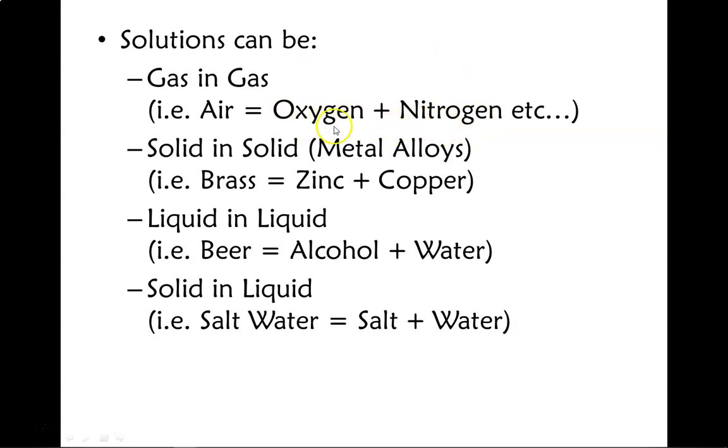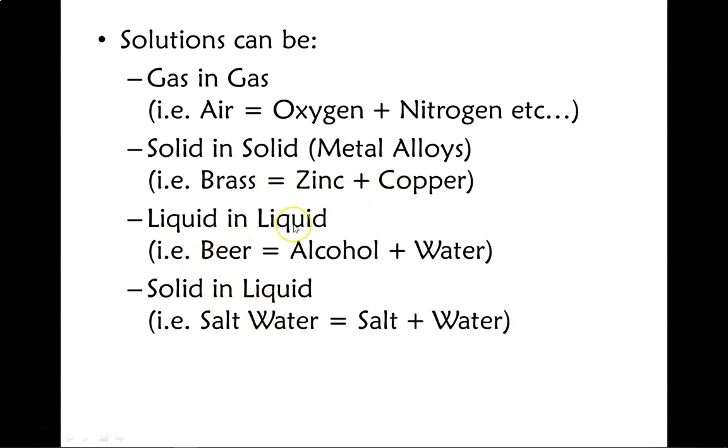It's uniform throughout. Brass is an example of a solid-solid solution. It is an example of a metal alloy where zinc and copper metals were melted together. So when you look at a brass trumpet, can you tell the different parts are zinc and copper? No, it's all been melted together. It all looks the same. It's uniform.